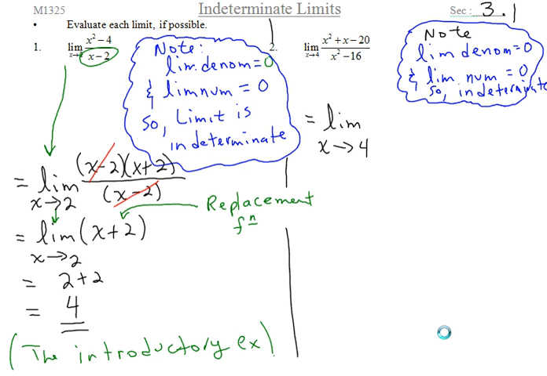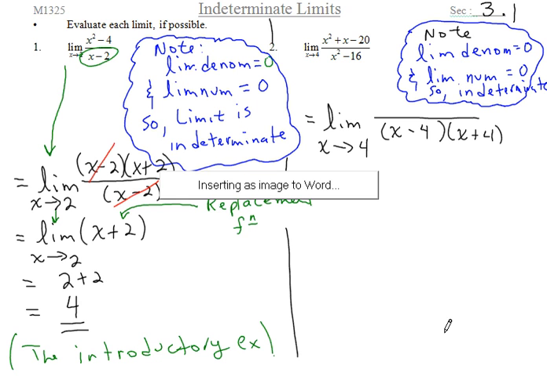So I'll take the limit of this expression by factoring. I notice the denominator is factorable. It's a difference of two squares, x minus 4, x plus 4. The numerator is a trinomial.